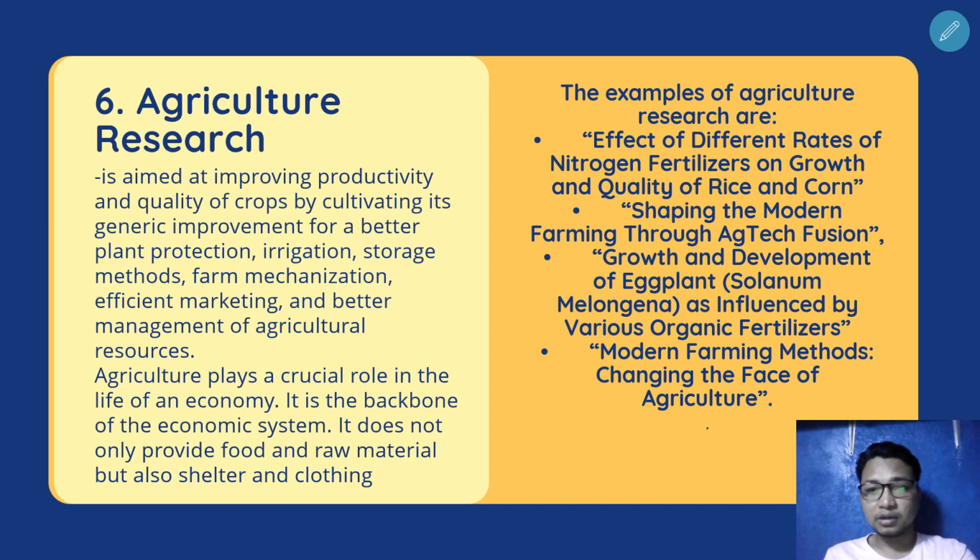So examples of agricultural research are the effect of different rates of nitrogen fertilizers on growth and quality of rice and corn, shaping the modern farming through agricultural technology fusion, and then growth and development of eggplant as influenced by various organic fertilizers, and then the modern farming methods changing the face of agriculture. So you could also associate technology in agricultural research.